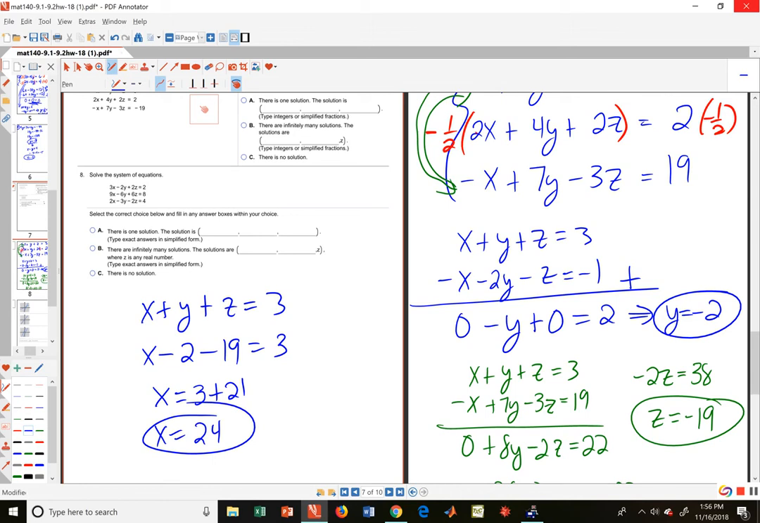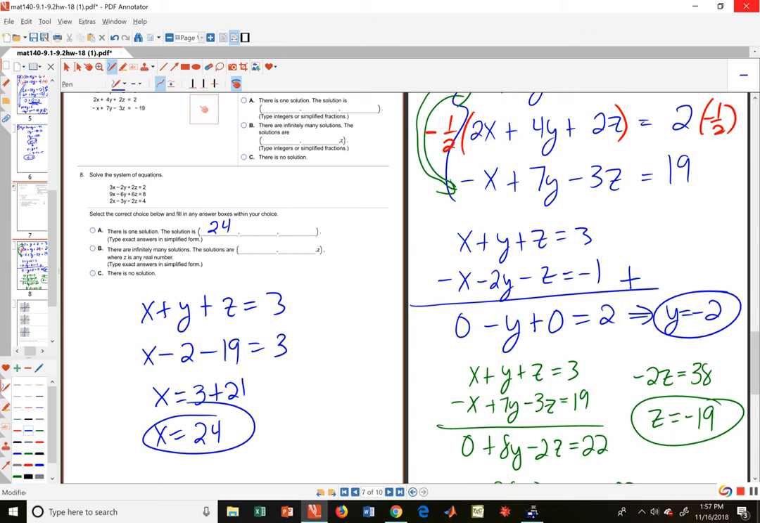X is 24. Now, all three equations have to be satisfied simultaneously. As long as you use all three equations in that development, and we did, I was very careful about that. I paired up the first equation with the second equation, the first equation with the third equation. I used those results back in the first equation. Make sure you use all the equations. And so our answer is 24.